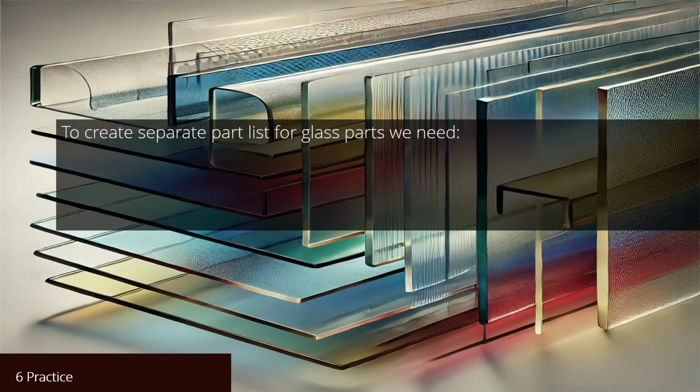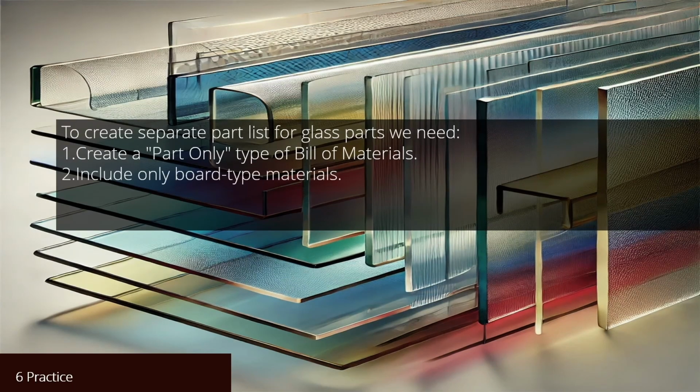Let's imagine that we need to filter out only parts made of glass. To achieve this, we need to follow this path. First of all, we need to create a part-only type of bill of materials since we want to iterate through the parts. The glass piece is not an assembly, it's just a part, so we need to use the part type of bill of materials. Then in the primary filter, we need to include only the boards because the glass belongs to the board type of material.